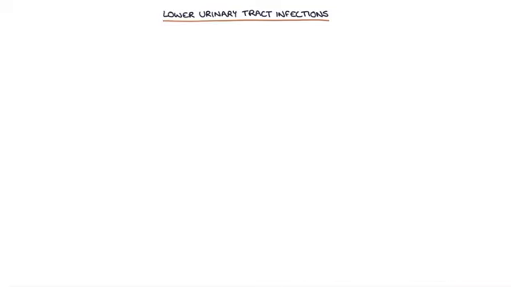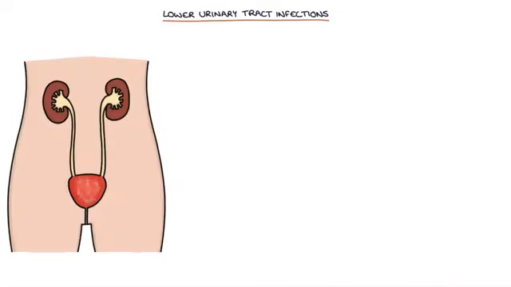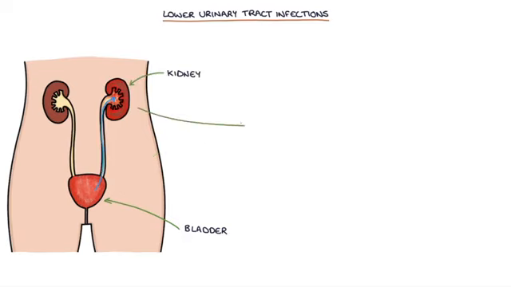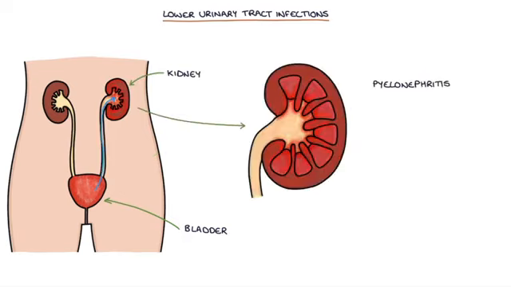So let's jump straight in. Lower urinary tract infections, or UTIs, involve infection in the bladder, causing cystitis, which is inflammation of the bladder. They can spread up to the kidneys and cause pyelonephritis, which is inflammation and infection in the kidney.